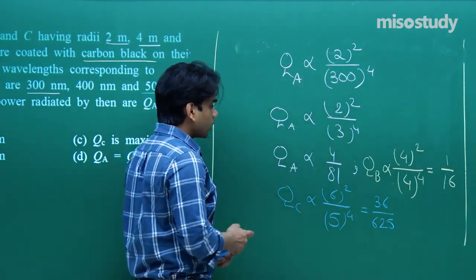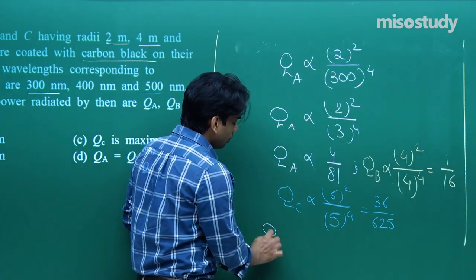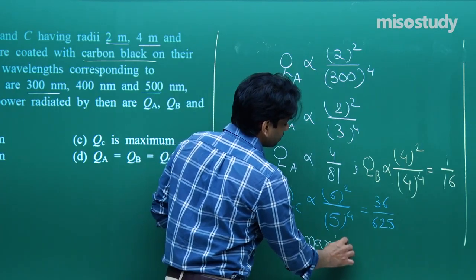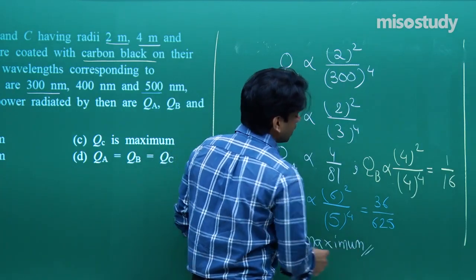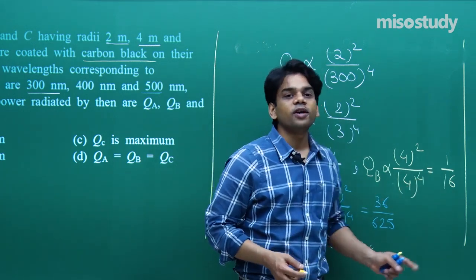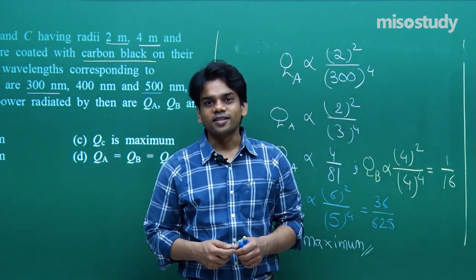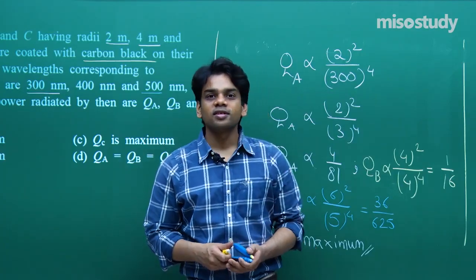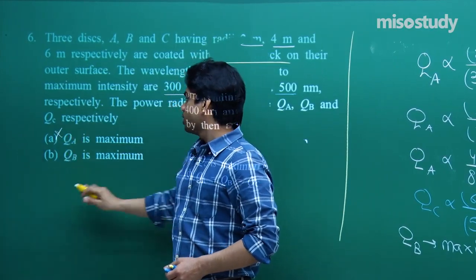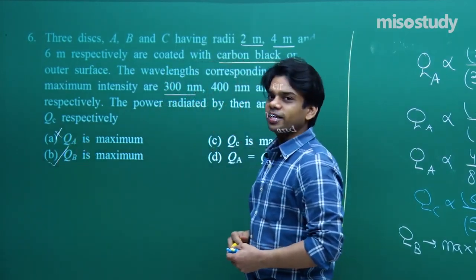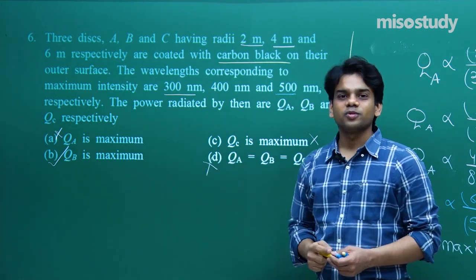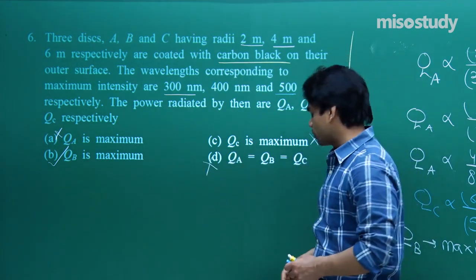Comparing all the three, QB will come out to be maximum. With an approximate calculation, this will be approximately 0.06, this will be 0.05, this will be 0.0576 something. So QB will be maximum. The right answer: QA is maximum, no, this won't be the answer. QB is maximum, yes, this is the answer we are getting. QC is maximum, no, and the rest all three are unequal, so they cannot be equal. This is how we have to proceed.